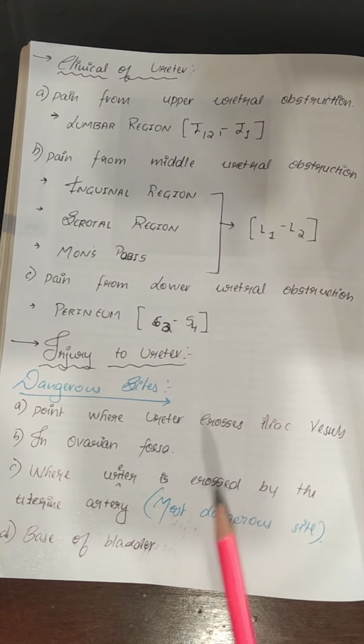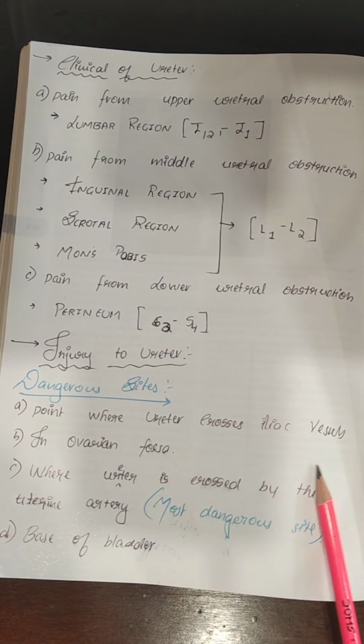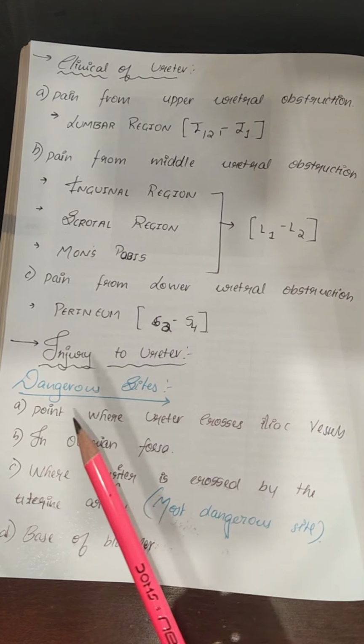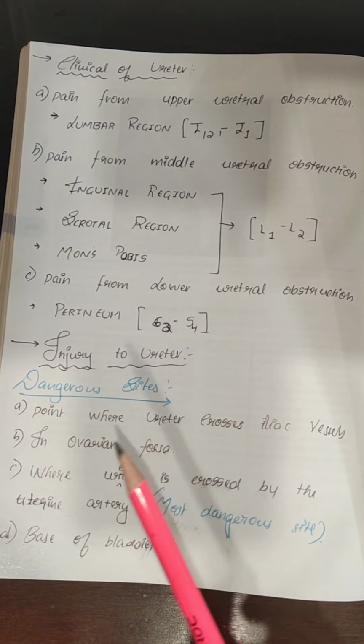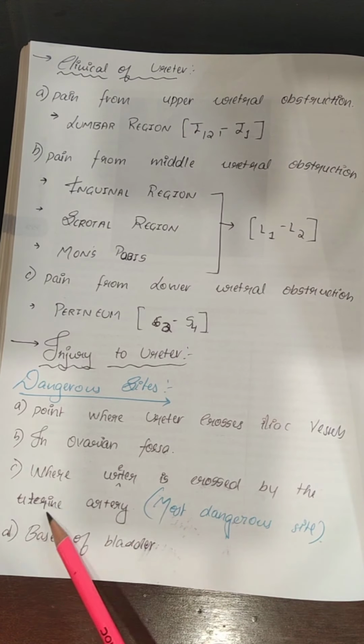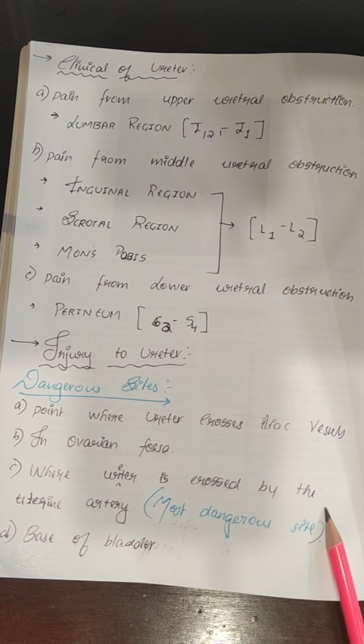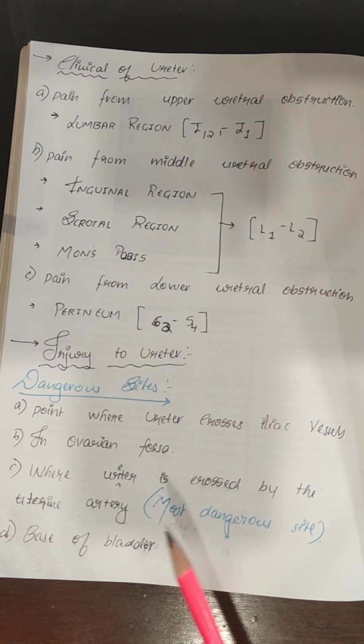This is very important. So first, where the ureter is crossed by the iliac vessel. Second, in the ovarian fossa. Third, where the ureter is crossed by the uterine artery, which is the most dangerous site. And fourth is near the base of bladder.